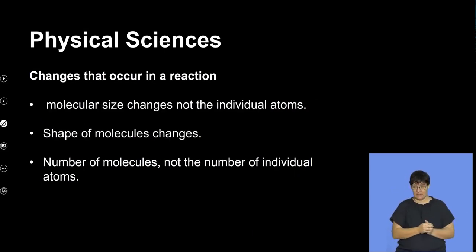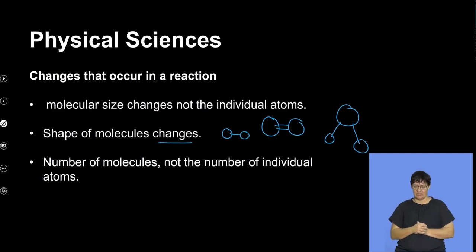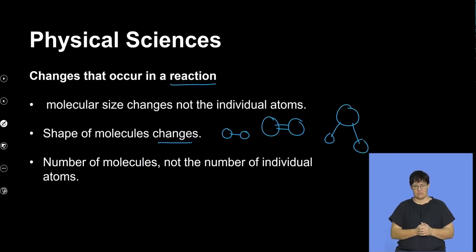But the molecular size changes, not that of the individual atoms. You had seen the example with the water molecules. And then also the shape of molecules changed. We had hydrogen and oxygen, but then we've got, at the end of the day, what? So the shape does change in a chemical reaction. The number of molecules, not the individual atoms, will also change, right? Okay, that's as far as the changes are concerned.